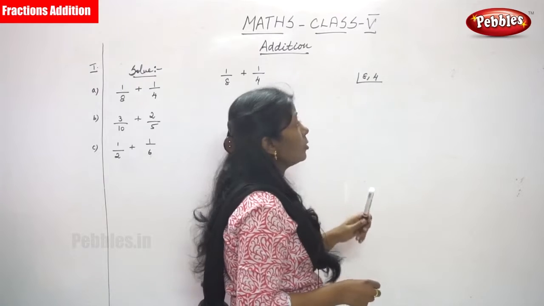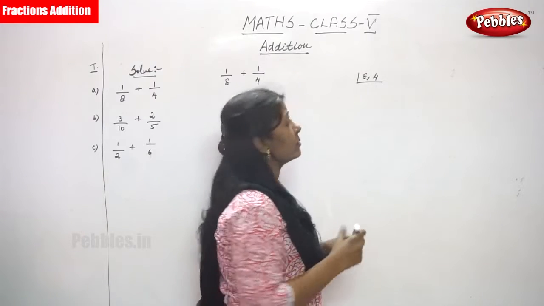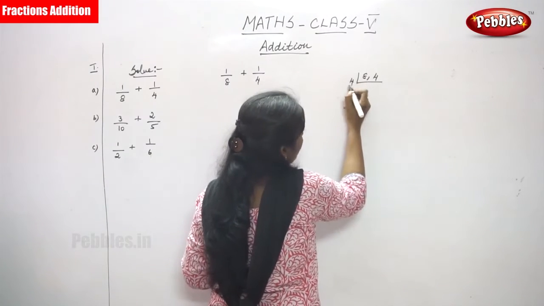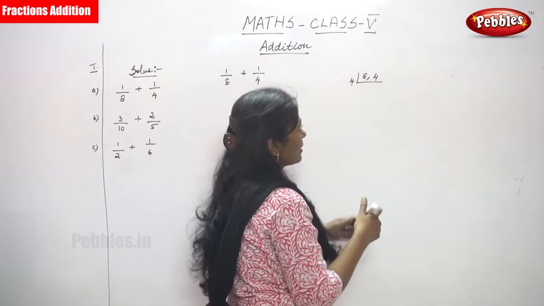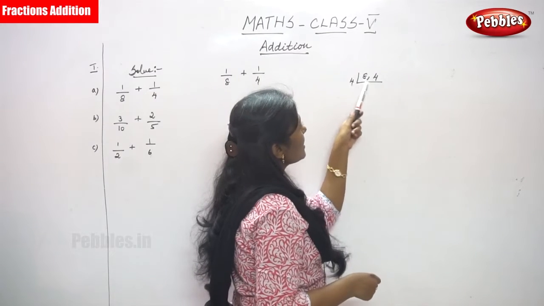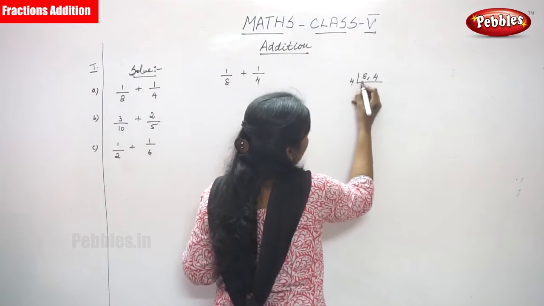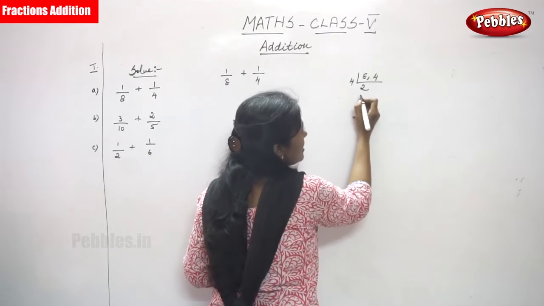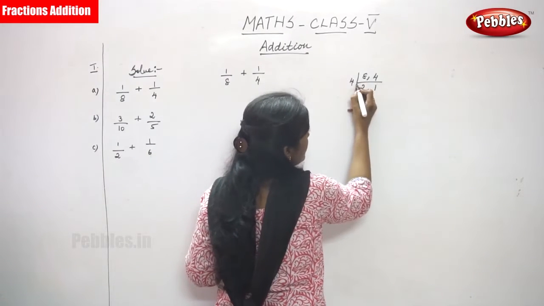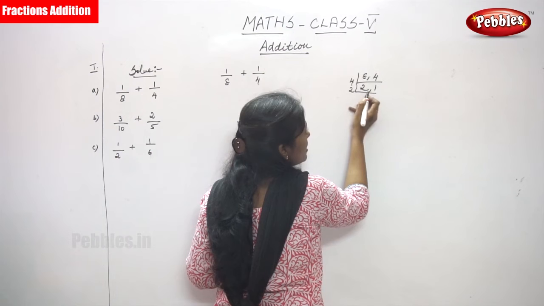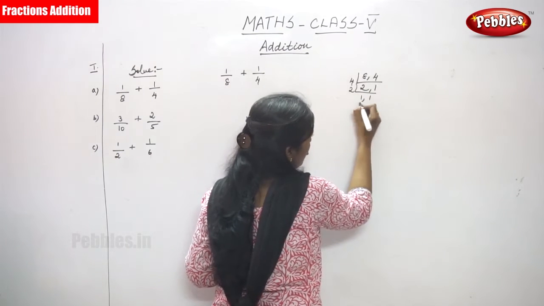So you have to take a common divisor. That means I am taking 4. So 4 is a common divisor for these two numbers. So 8 is divided by 4 and also 4 is divided by 4. So if 8 is divided by 4, you can get 2. The 4 is divided by 4, you can get 1. So again is 2. If the 2 is divided by 2, you can get 1 and again 1.